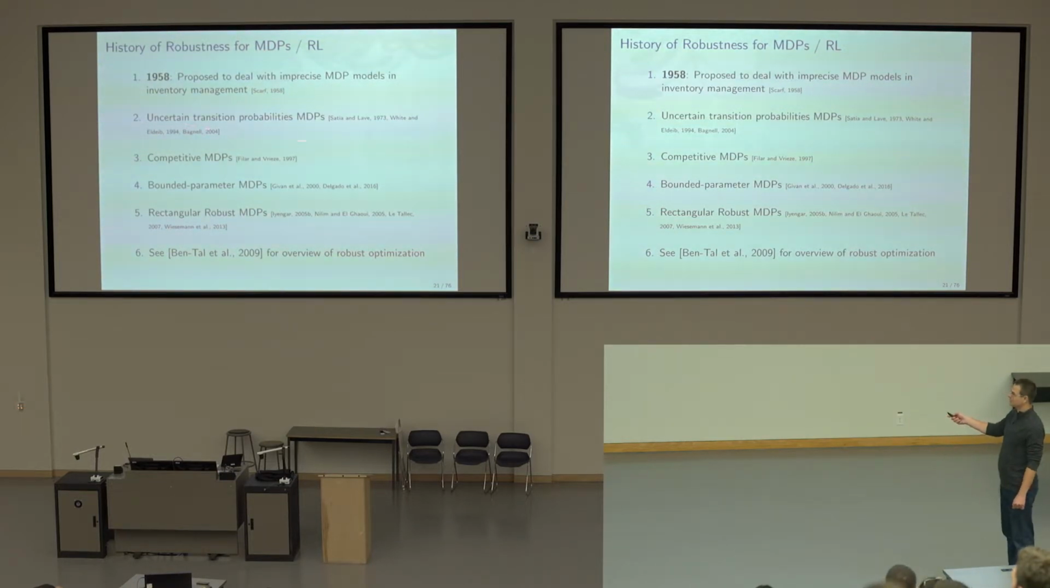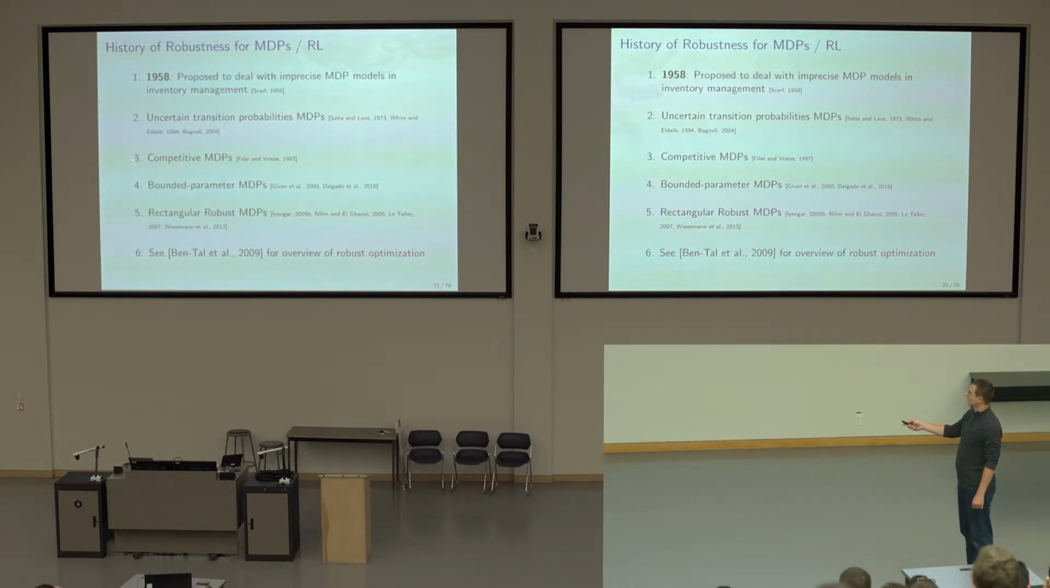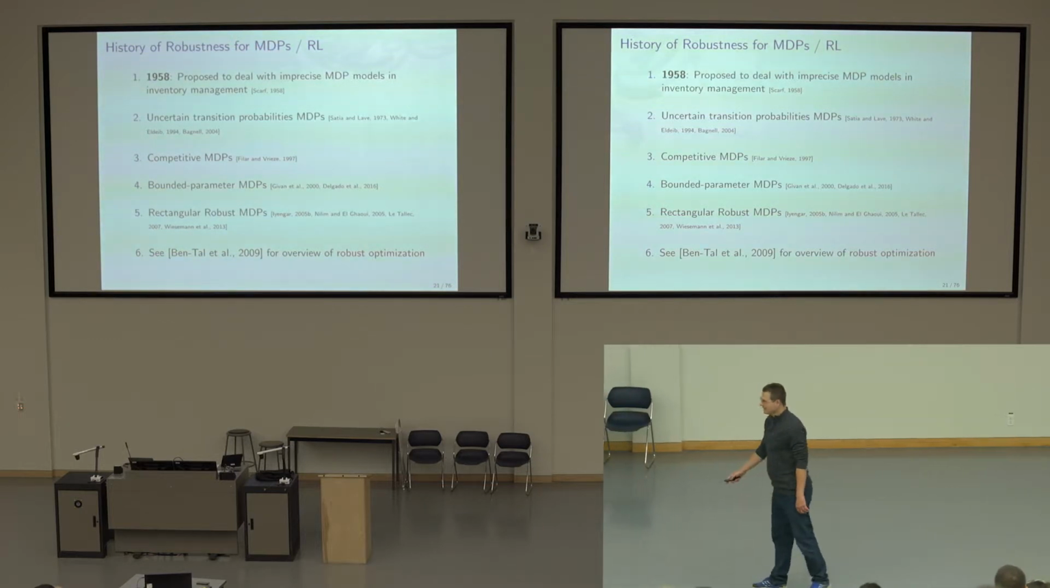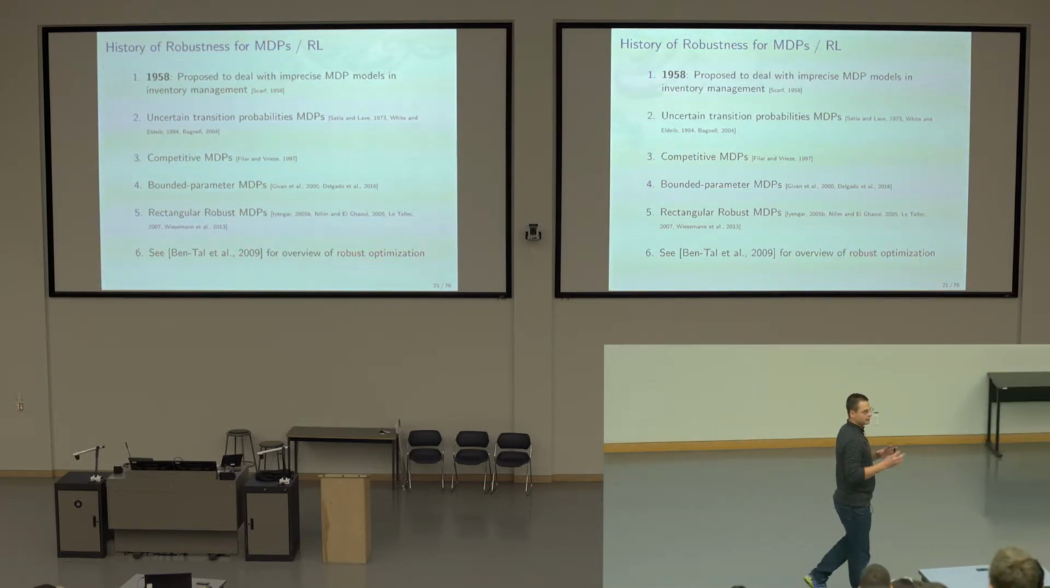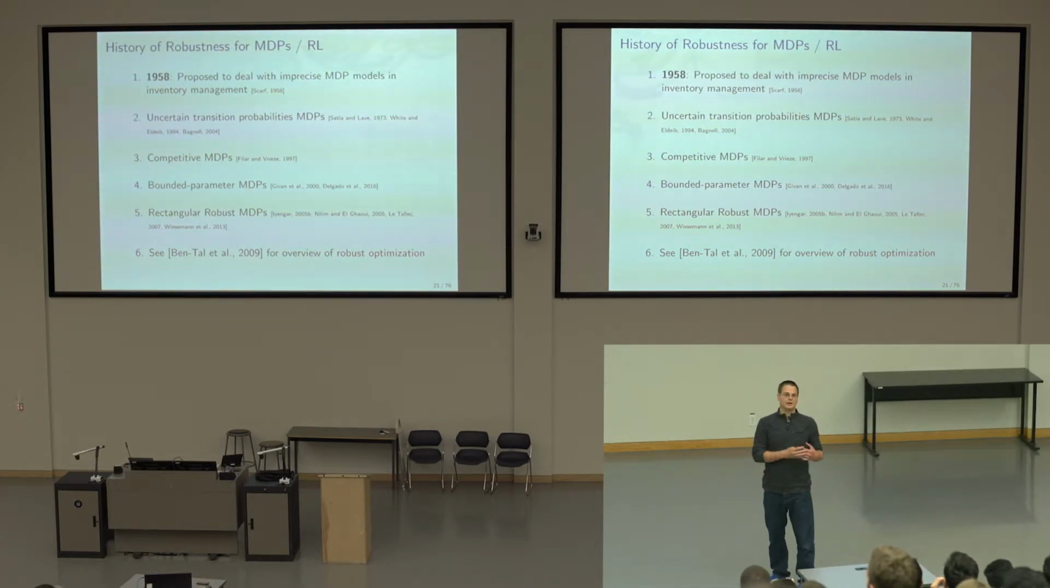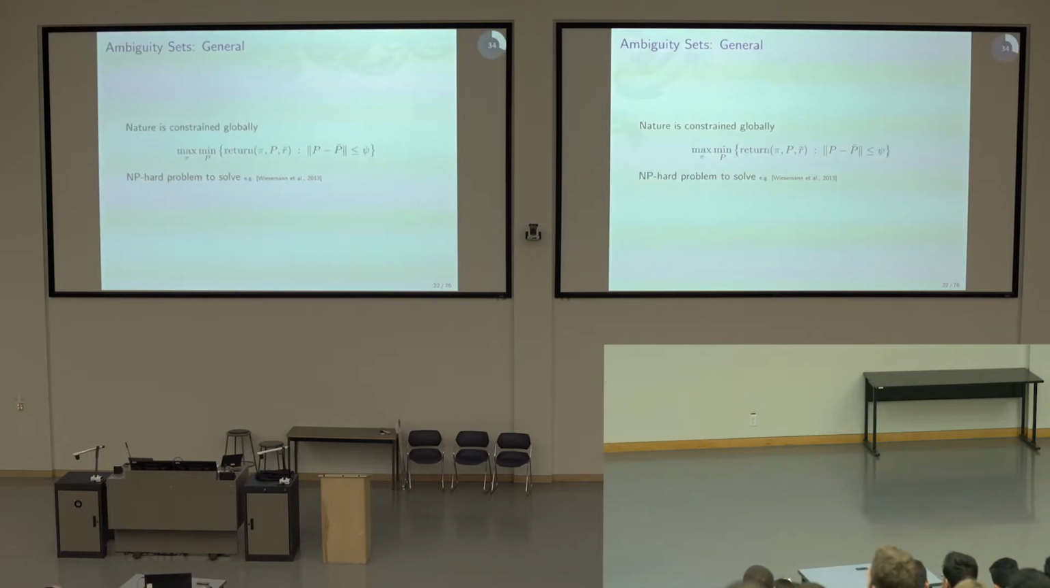There was a little bit of work on the topic in the 70s. Then a bunch of work under all kinds of different names in the 90s, competitive MDPs, bounded parameter MDPs. And the stream I'm going to talk about is this one, rectangular robust MDPs, which were proposed in mid-2000s and have been studied quite a bit ever since. Now, if you're interested in a broader view of this topic, I'm going to recommend this textbook called Robust Optimization from 2009. It's getting a little bit out of date, but it's a beautiful book which will walk you through all the techniques. All right.